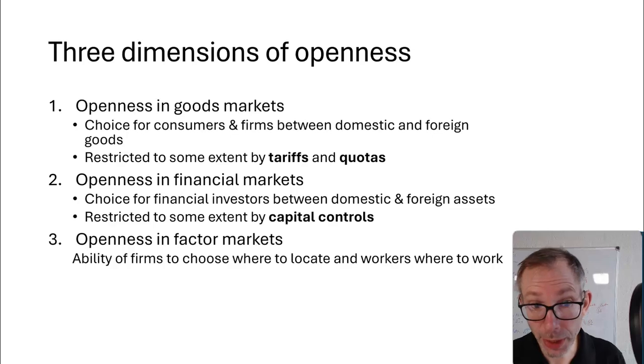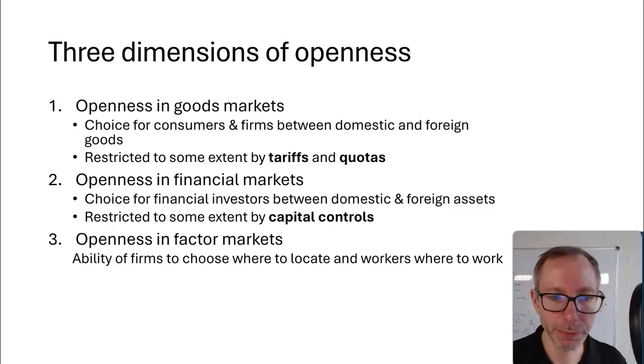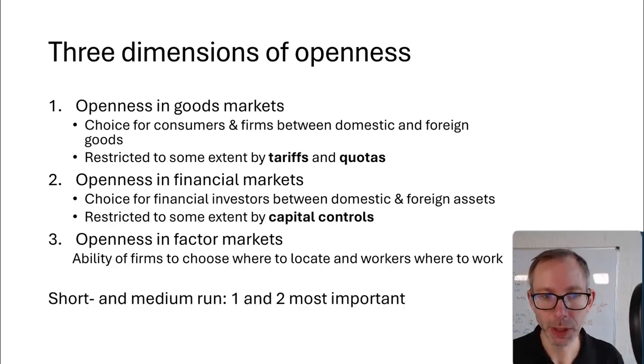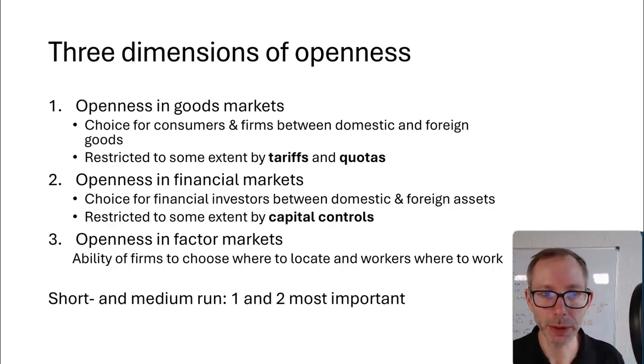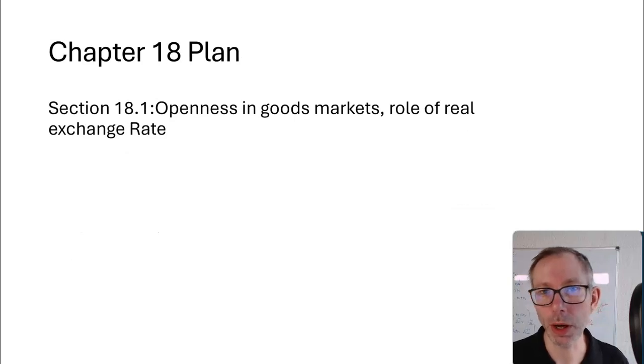And then the third type of openness is openness in factor markets. That is first about the ability of firms to choose where to locate their production, but also about the choice of workers where to work, so migration. Now, what we'll be focusing on when we discuss open economies will be more the short run and the medium run. And for that, the goods markets and the financial markets are going to be the most important. So we're not going to really look at openness in factor markets very much. When we were looking at the short and medium run, we were also mostly focusing on goods and financial markets. So our main task is going to be to extend this analysis to open economies.